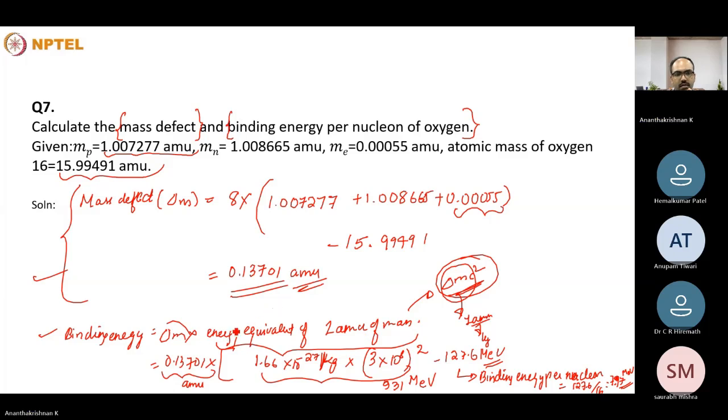So the mass defect is in terms of AMU. The energy in terms of mega electron volts will be given as 1.66 into 10 power minus 27 into 3 into 10 power 8, squared. This will be equal to 931 mega electron volts. So 1 mega electron volt will be equal to 1.6 into 10 power minus 13 joules.